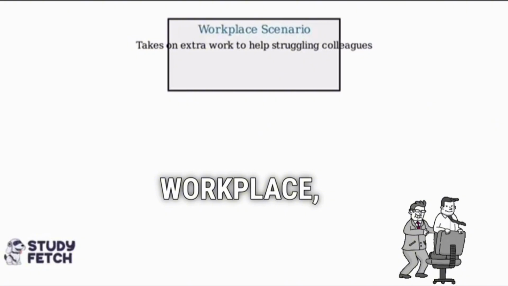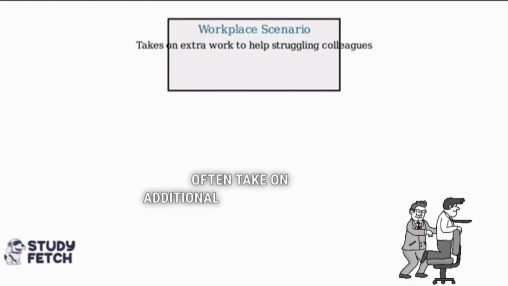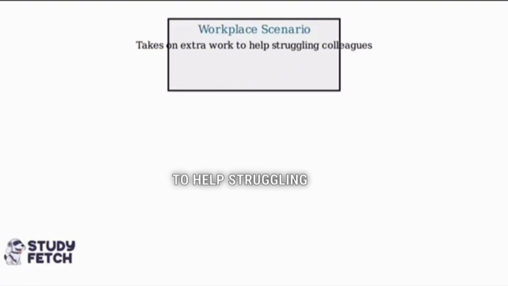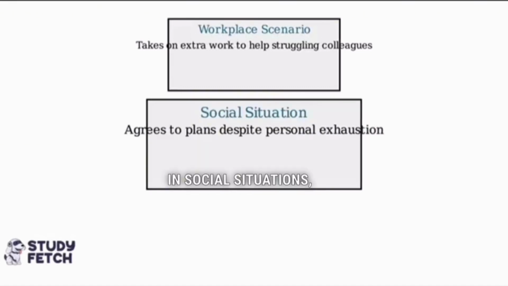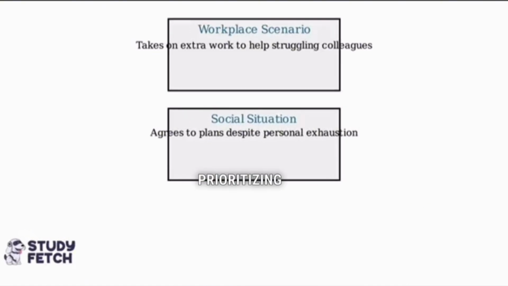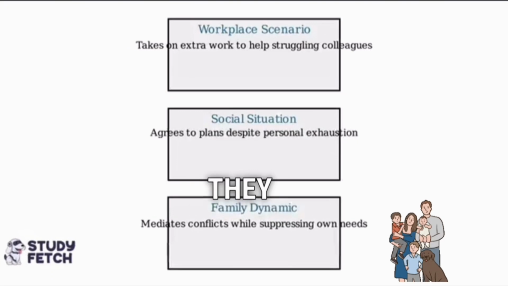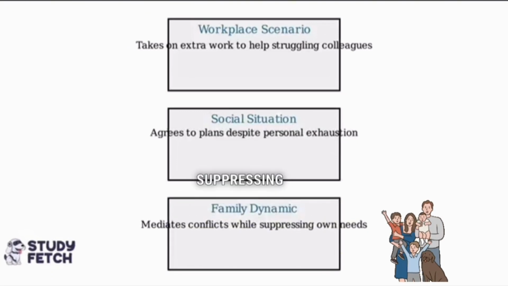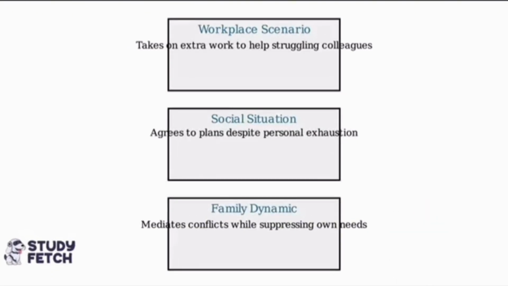In the workplace, emotional guardians often take on additional responsibilities to help struggling colleagues. In social situations, they might agree to plans despite feeling exhausted, prioritizing others' happiness over their own needs. Within family dynamics, they often become mediators, suppressing their own needs to maintain harmony.